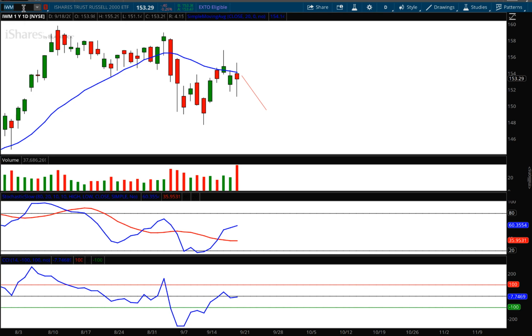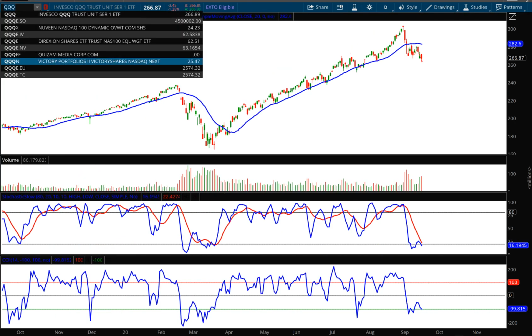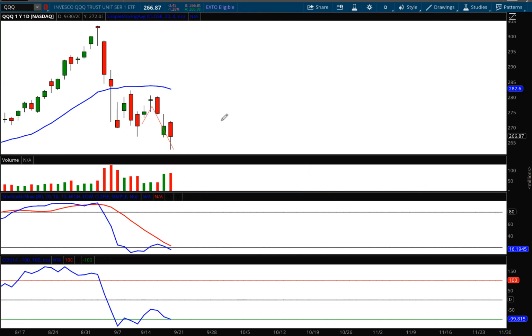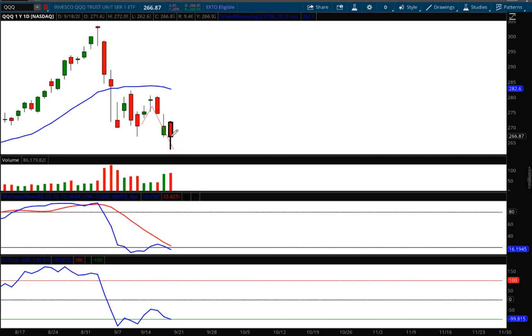Now, I'm saving the best for last here because look at the Qs, QQQ. I had my lines on the chart here, and look at that. Last week I said Monday and Tuesday we go up. Look at that. We went up, tested the moving average, failed, came back down with a bearish engulfing pattern. We continued lower on that candle right here, and today, notice the end of my line. Let me zoom in there for you.